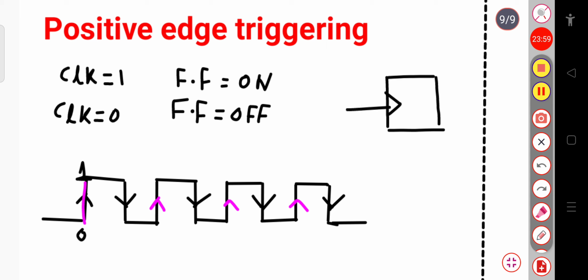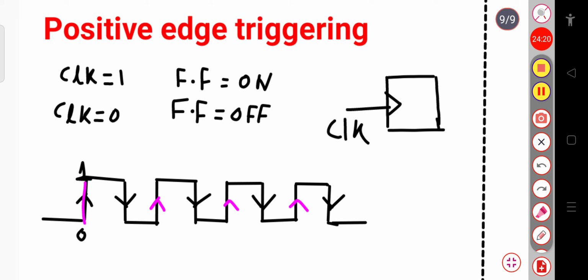When I am considering positive based triggering, I will consider this as your clock, and you will just give an arrow inside this flip-flop. Simply you have to remember, when clock is 1, flip-flop is in the on state for positive based triggering, and when clock is given 0, then the flip-flop is in the off state.